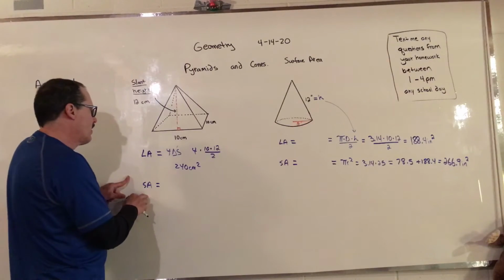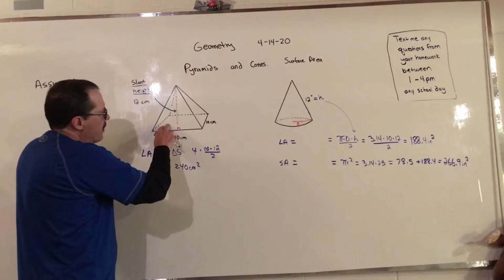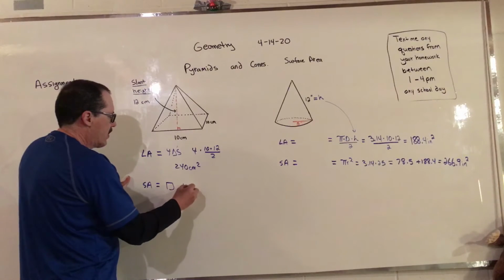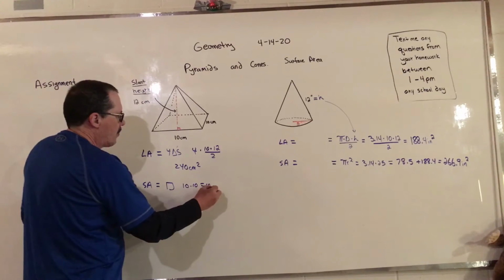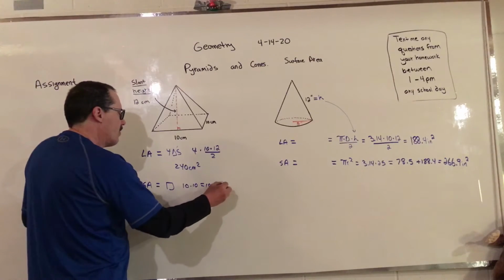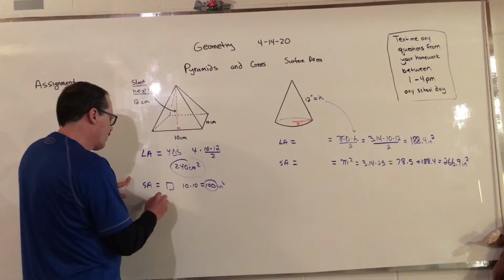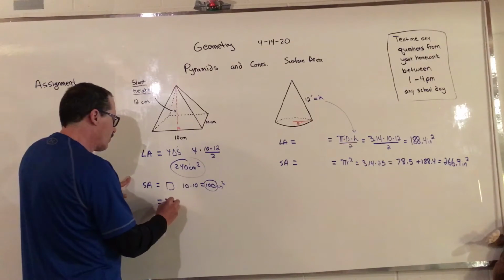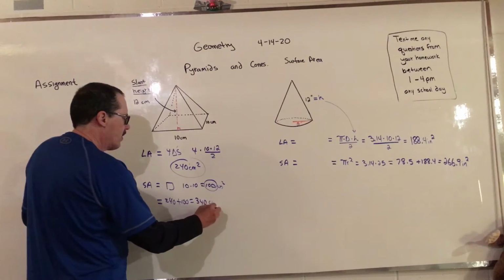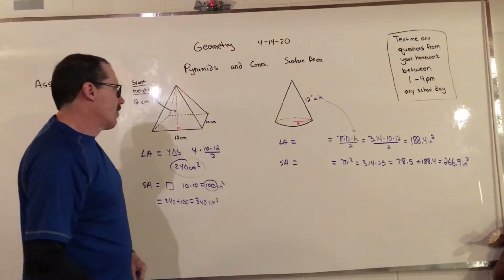The surface area is when you take your lateral area and you add what you get for the rest of it, and the rest of this is just the square on the bottom. And so the square is 10 times 10, which equals 100. So you want to take the 100 and the 240 and add those two together to get the surface area. So the surface area would equal 240 plus 100, which equals 340 centimeters squared. And then you're done with that one. So that's the way you do a pyramid.